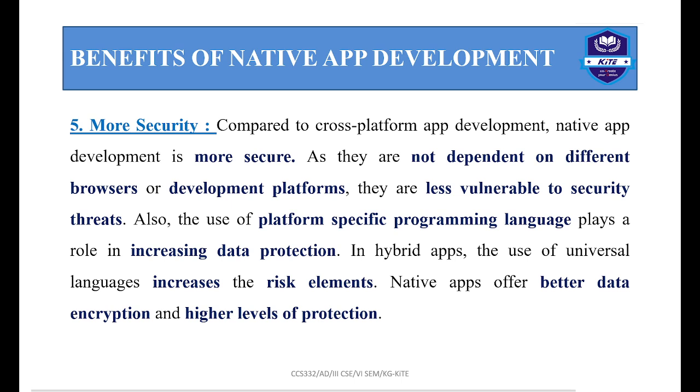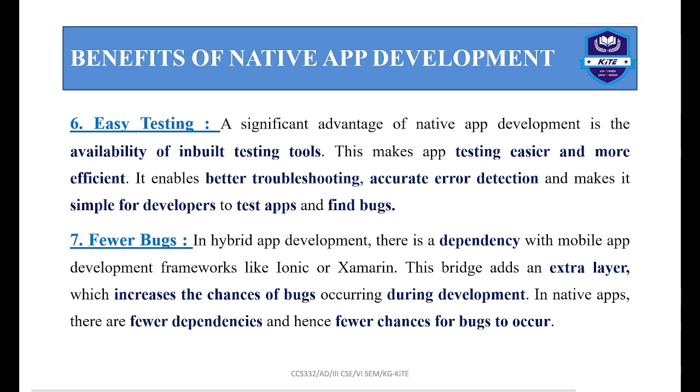Next is more security. Since it does not depend on different browsers, it is more secure, and it is developed only for a particular platform. It is less vulnerable to security threats. Since it uses platform specific programming languages, it increases data protection. But when you compare with hybrid apps, they have high risk elements, and native apps offer better data encryption and higher levels of protection. There is no threat to data when you develop in native apps.